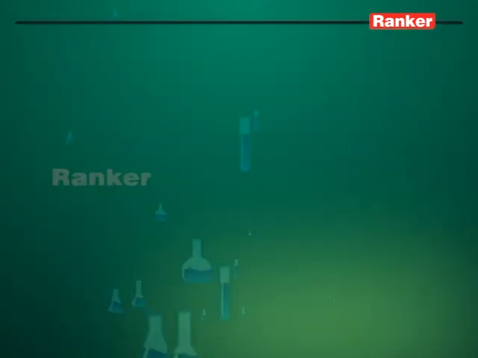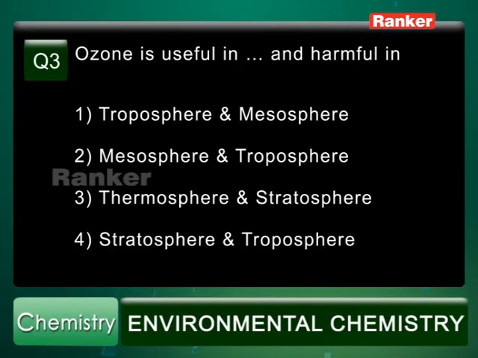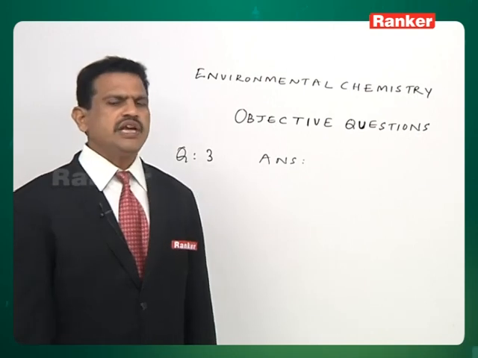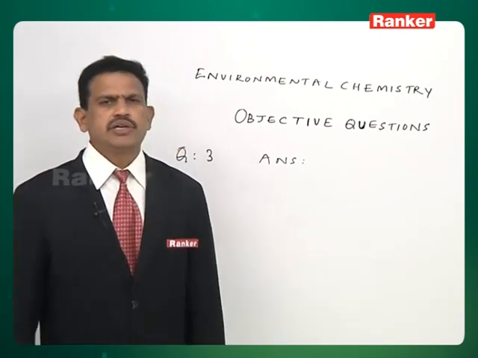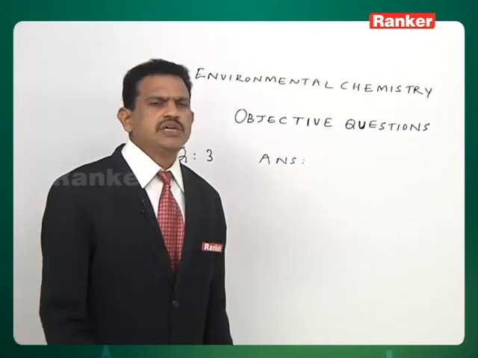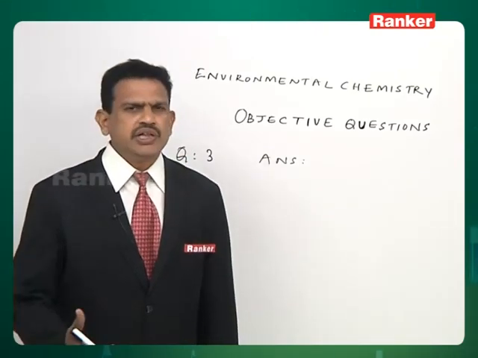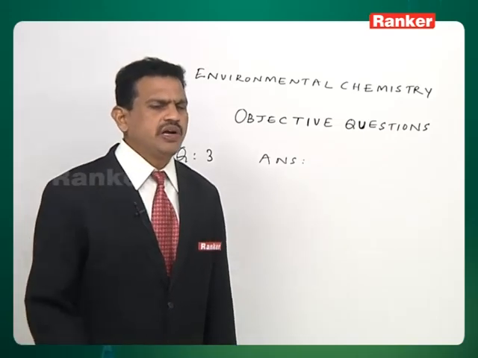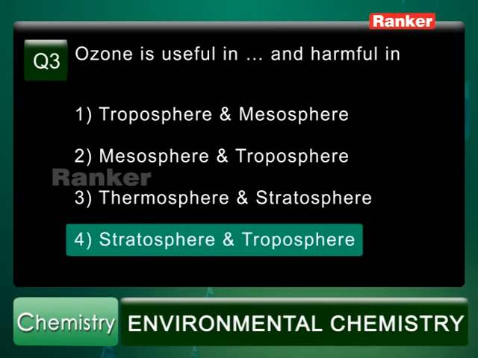Moving to question number 3. Ozone is useful in dash layer, dash region and harmful in dash region of the atmosphere. Option 1. Troposphere and mesosphere, 2. Mesosphere and troposphere, 3. Thermosphere and stratosphere, 4. Stratosphere and troposphere. If ozone is there in the troposphere, it becomes an air pollutant. If ozone is present in the stratosphere, 10 to 50 kilometers or 11 to 50 kilometers, it is helpful for protecting life on the earth by stopping ultraviolet radiation. So we can go for option 4.